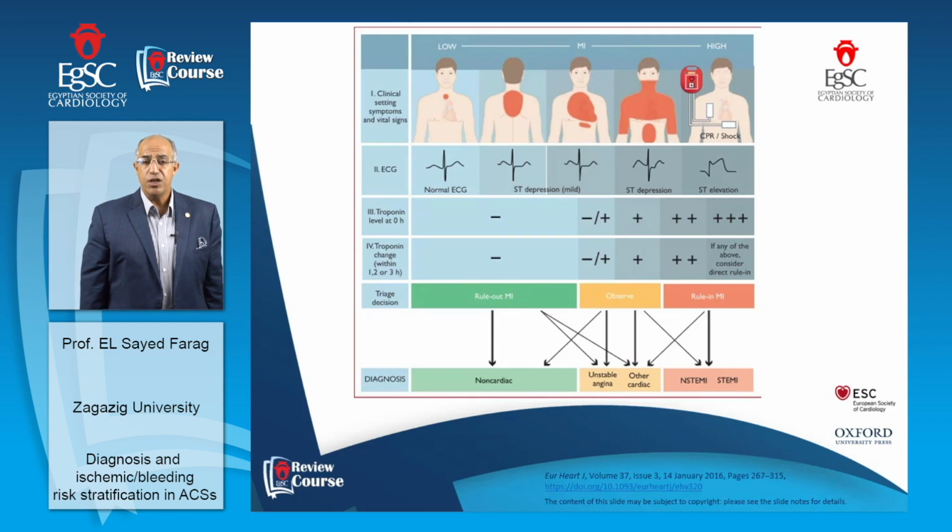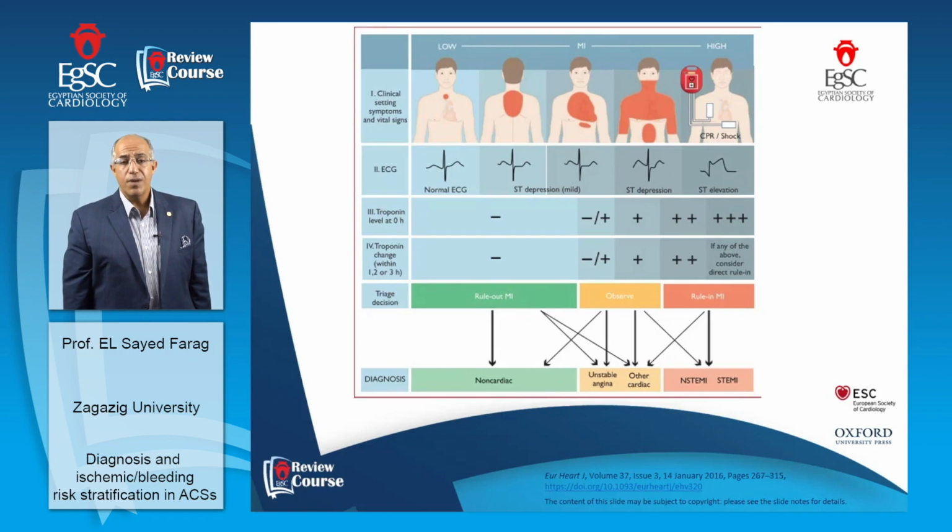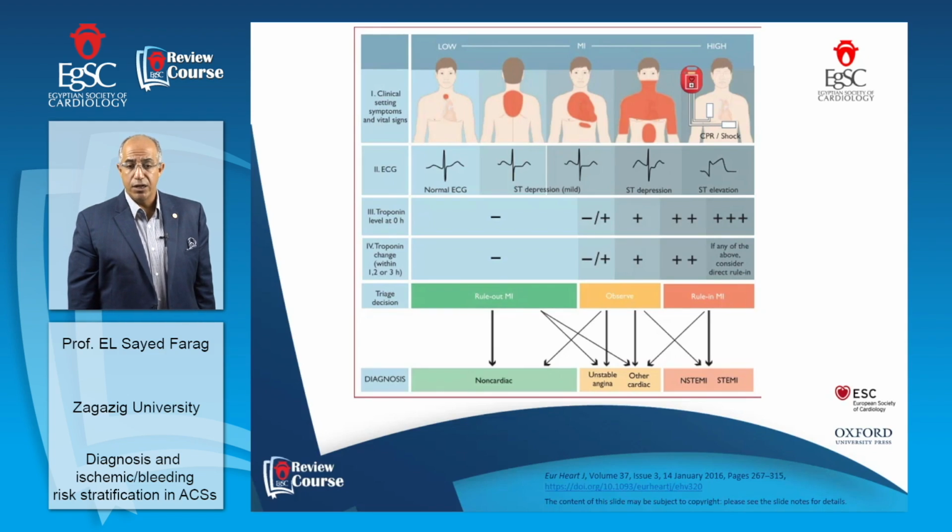Second is the ECG. Of course, there is the normal ECG, then ST-segment depression, the more ST-segment depression, and ST-segment elevation, taking us also from low likelihood to high likelihood for acute coronary syndrome and non-ST-segment elevation myocardial infarction. Also the troponin level at baseline and the troponin level after 1 hour, or within 2 or 3 hours, are very important to take us from low likelihood to high likelihood of acute coronary syndrome.